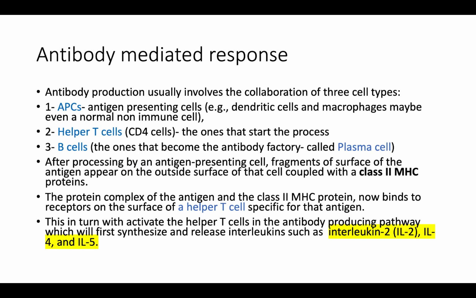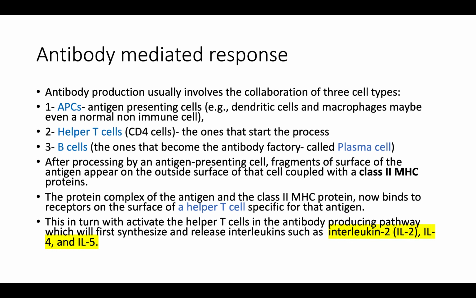Antibody mediated response. Antibody production usually involves collaboration. Without looking, which 3 cells do you need to make it? We talked about them before: we have the APC, we need a CD4 cell to activate, and then we have the B cell which becomes the plasma cell. So these are the collaboration of the 3 cell types.